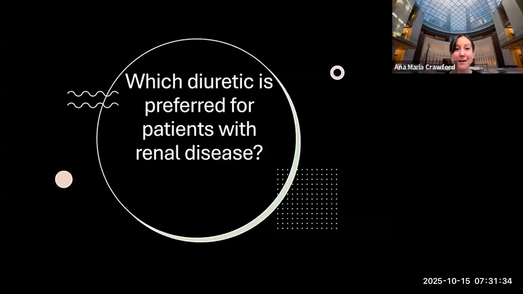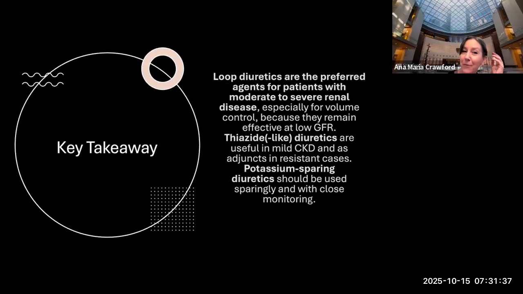Great. Okay, so that was a lot about diuretics. Maybe we can just summarize with some key takeaways that Dr. Tett shared with us. So loop diuretics are the preferred agent for patients that have moderate to severe renal disease. So we typically use furosemide, and that's actually the same medication that I've seen in some resource constrained settings. So hopefully everyone on the call has access to a loop diuretic. And this is really good for volume control, even at a low GFR. The thiazide or thiazide-like diuretics are useful in mild chronic kidney disease and as adjuncts in resistant cases.